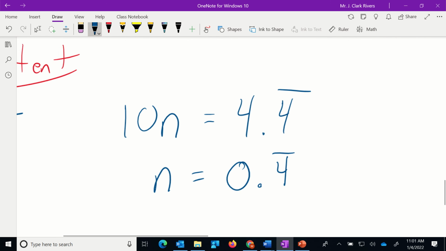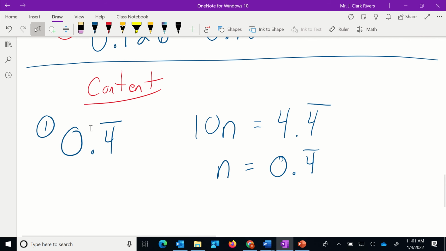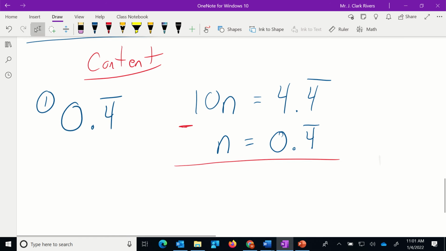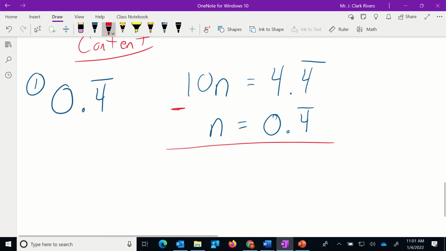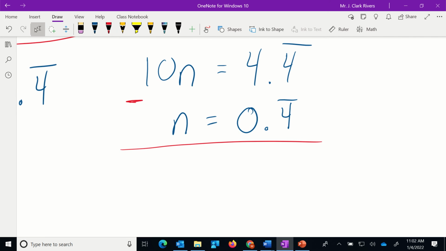Everybody with me on this so far? Again, what are we doing? We are converting this repeating decimal to a fraction. How do we do that? We say this repeating decimal is equal to n. Then we ask ourselves, how many decimals repeat? The answer is 1. Just the 4 is repeating. If 1 is repeating, we need to move that decimal 1 spot to the right, which means we have to multiply by 10. So n multiplied by 10 is going to give us 4.4 repeating. Now, here's what we do. We're going to subtract. So let's write minus. Okay, what is 10n minus n?